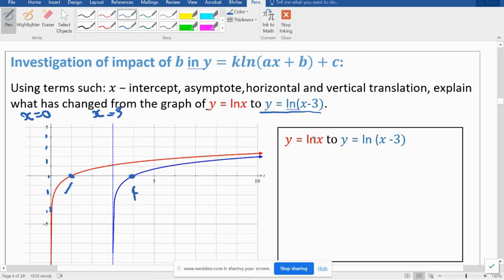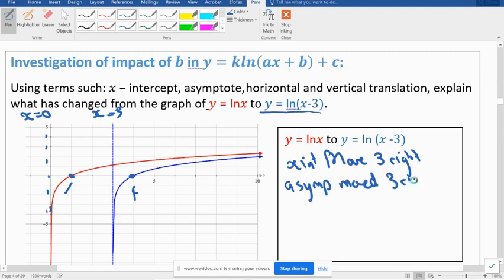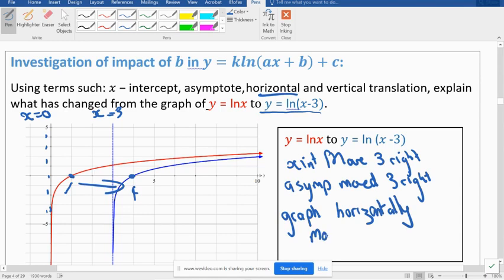So we can actually say that the x-intercept moved 3 to the right. The asymptote moved 3 to the right. And really, we can just say the graph is moved horizontally. That's a new word, isn't it? So I'm just using this one this time. So it's a horizontal. Horizontally moved 3 to the right.